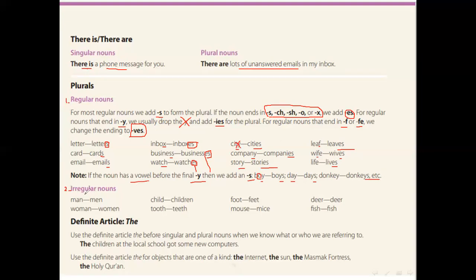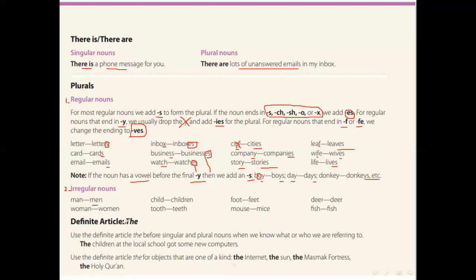Okay, what about irregular nouns like man, men? Man here is singular, but men is plural. Woman, women. Child, children. Tooth, teeth. Foot, feet. Mouse, mice. Deer, it is the same noun, deer. Fish, fish.